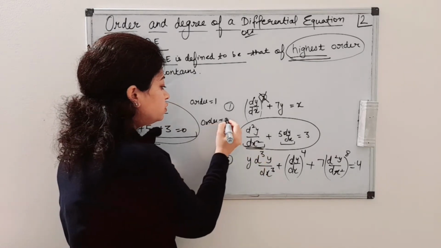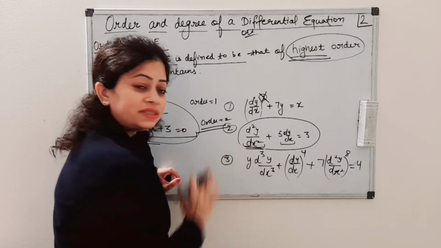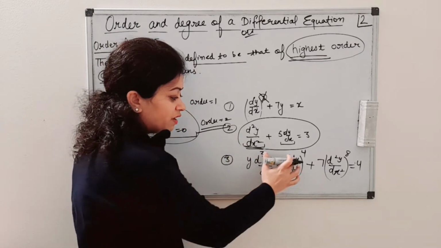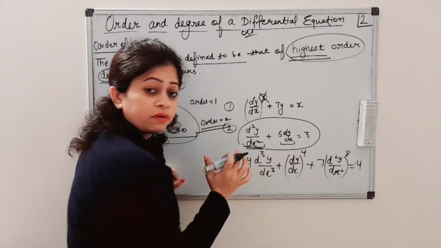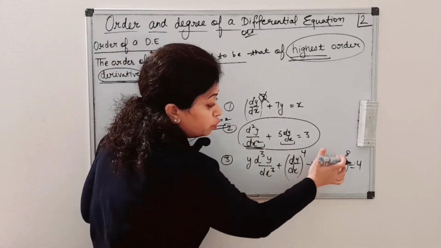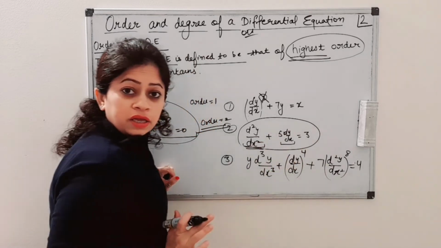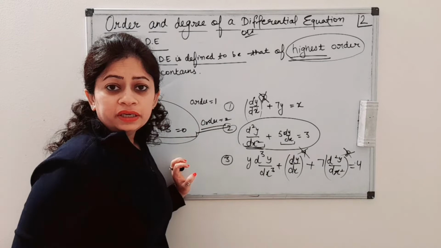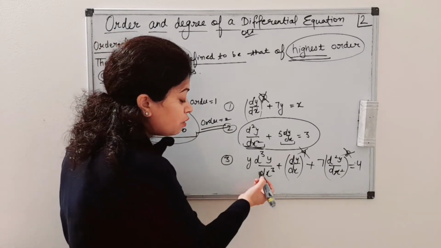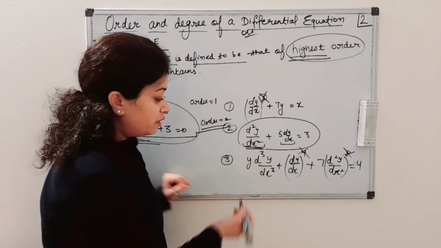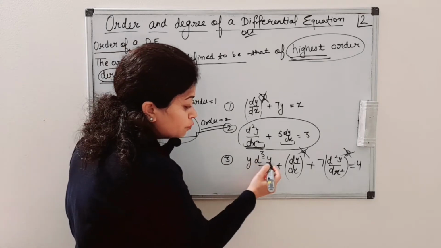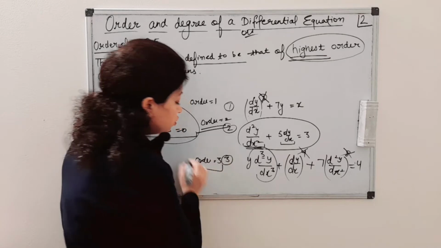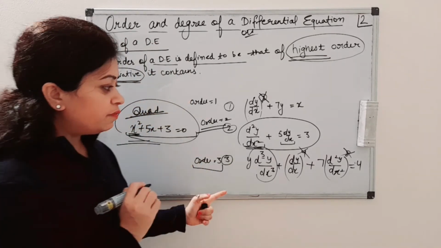So the order is 2. Now see this equation, y d cube y by dx cube plus dy by dx raised to power 4 plus 7 d2y by dx2 raised to power 8. We do not need to see the powers of any derivative. Just see what the highest order derivative is. The highest derivative is d cube y, which is 3. That means order is 3. So I hope you understand the concept of order.